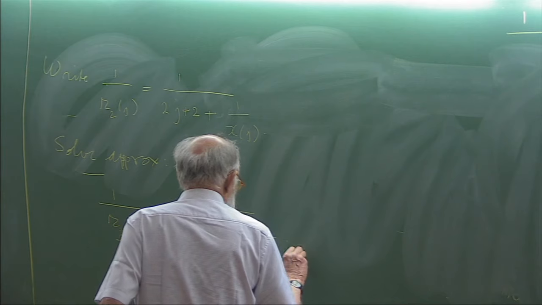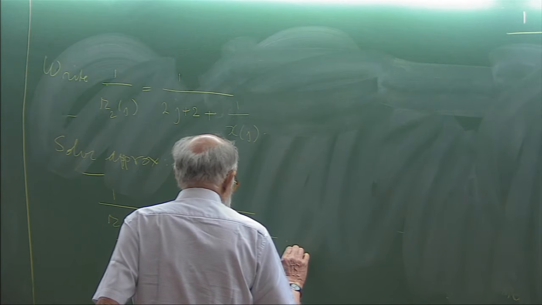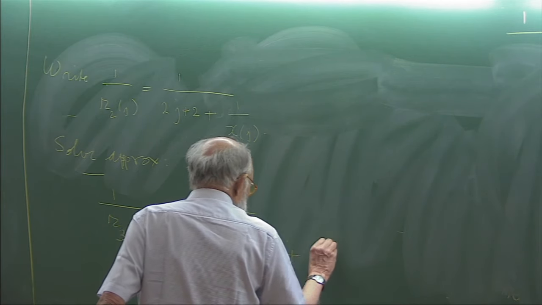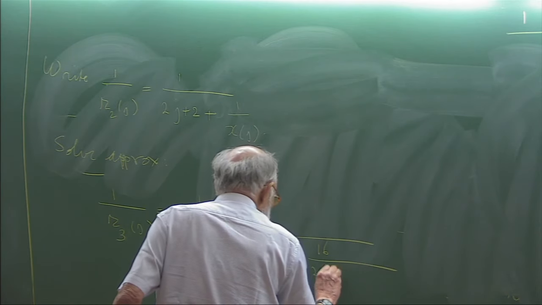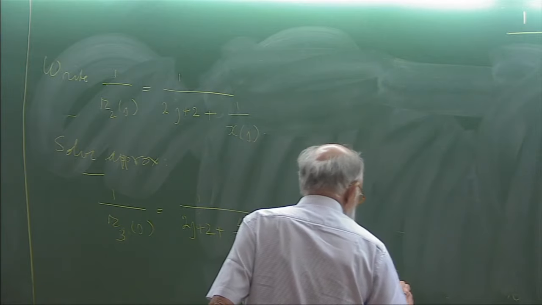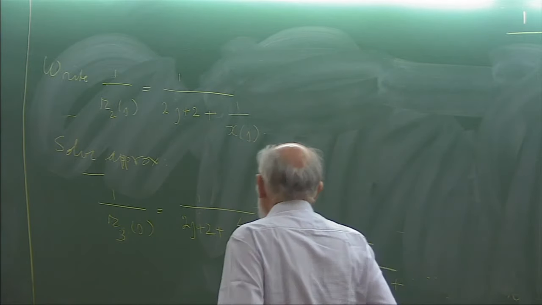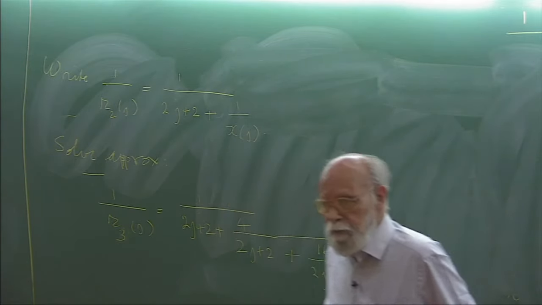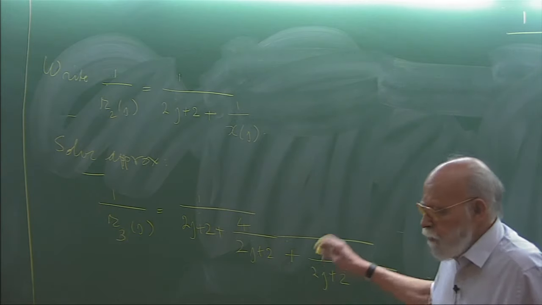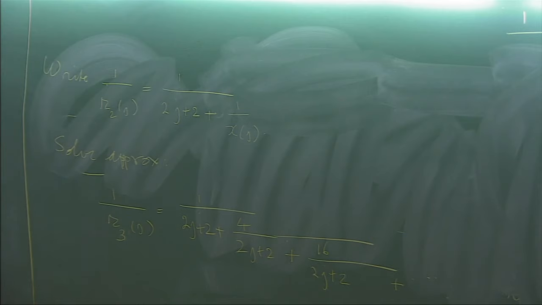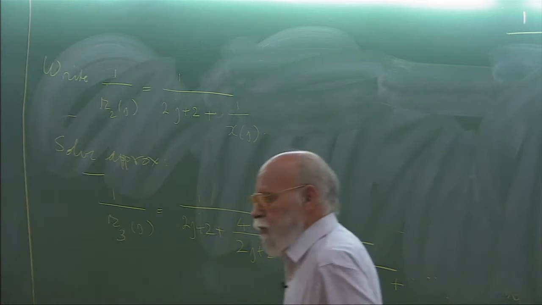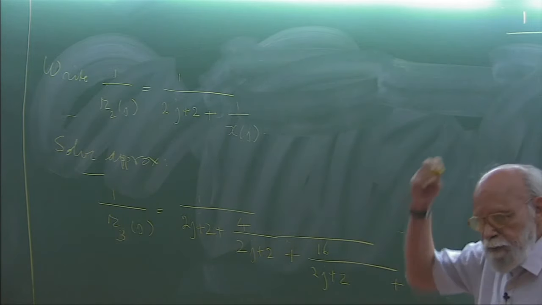That expression is, now if you will allow me, I'll be a little lazy, plus 4j plus 2 plus 16 over 2j plus 2 plus other corrections. Now you can check, it's not difficult. You can compute epsilon 3 now, the third error. It is actually proportional to 1 over j to the 7th.